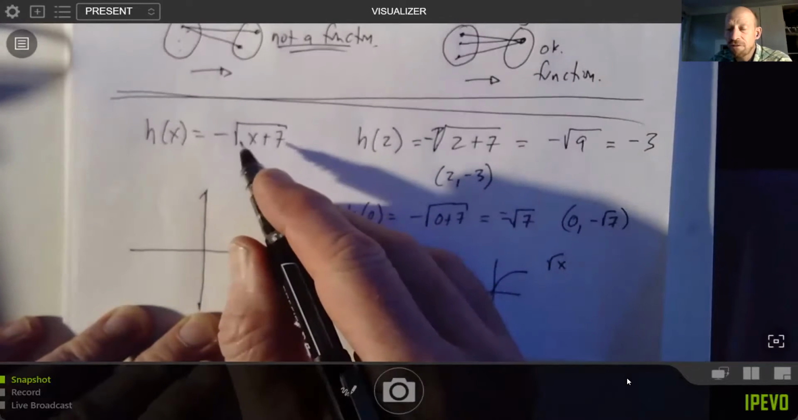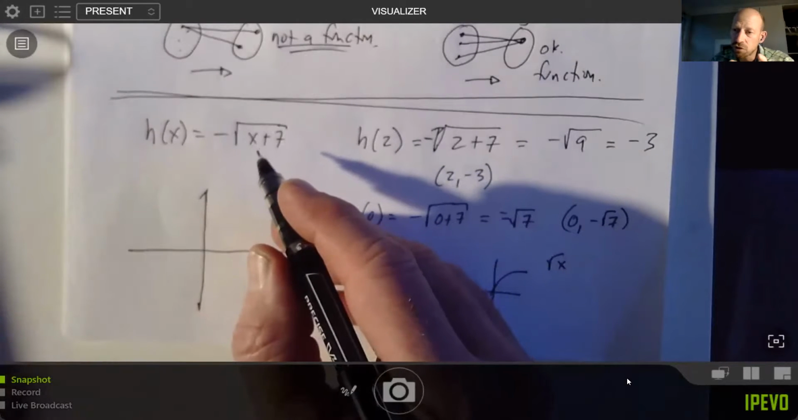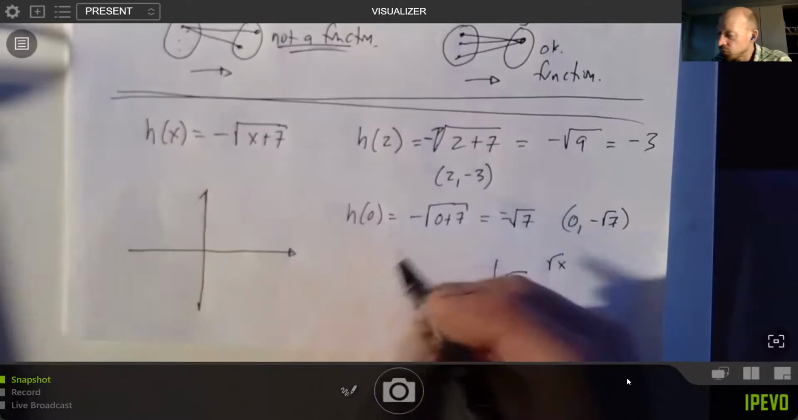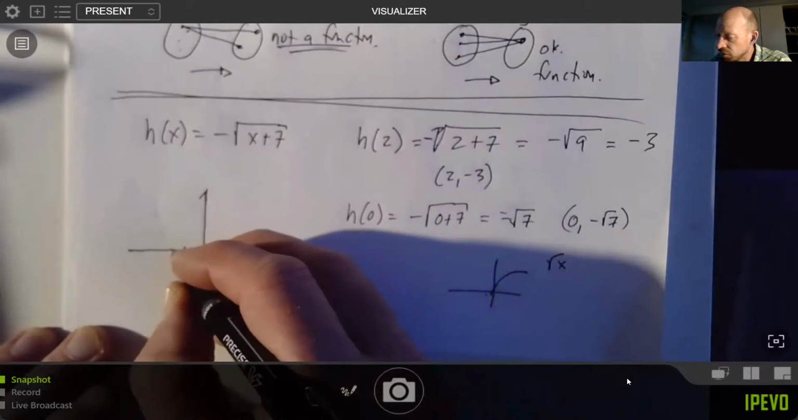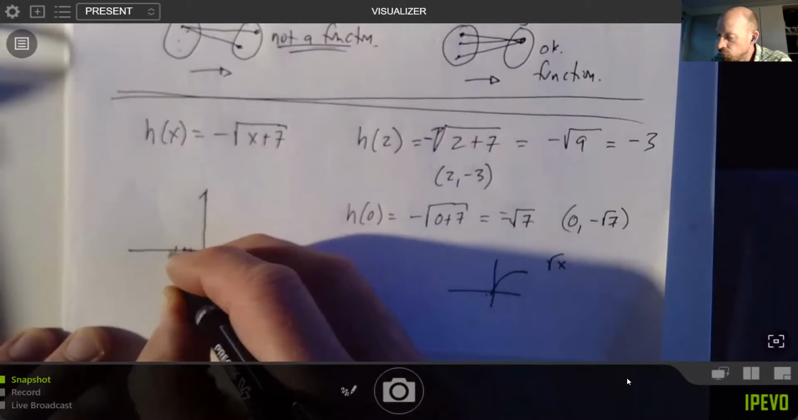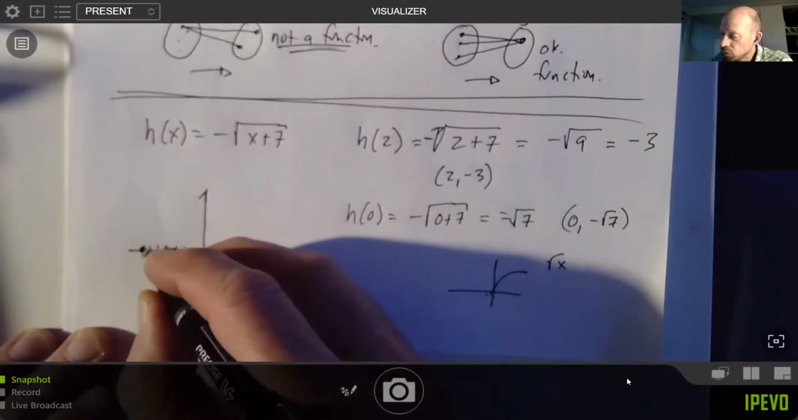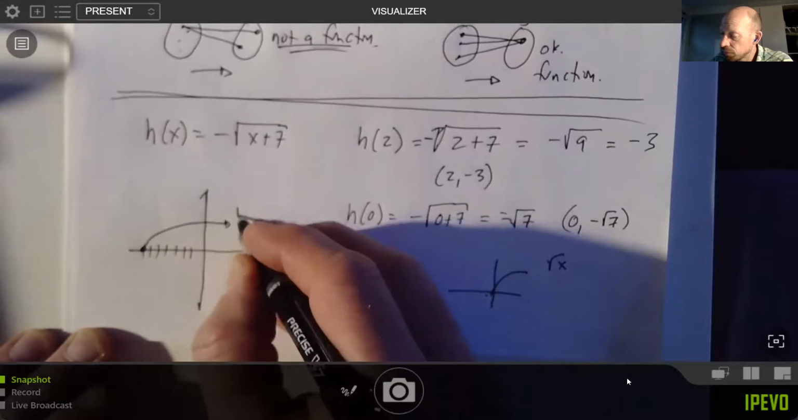The +7 is a horizontal shift because it's on the inside. And since it's a +7, that's going to move my original graph 7 units to the left. 1, 2, 3, 4, 5, 6, 7. So if I just had x +7, it would look like this.